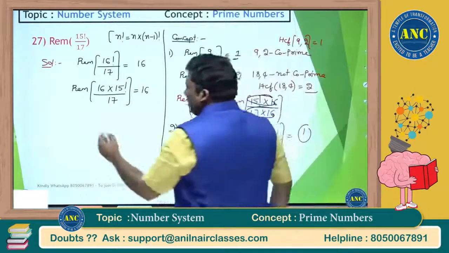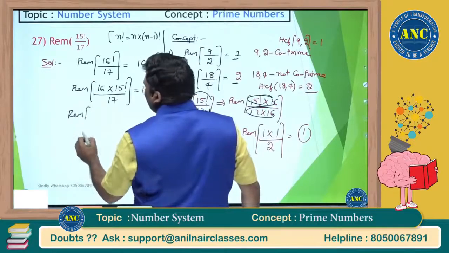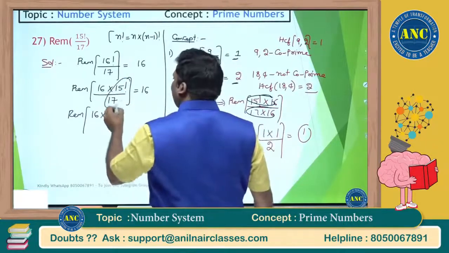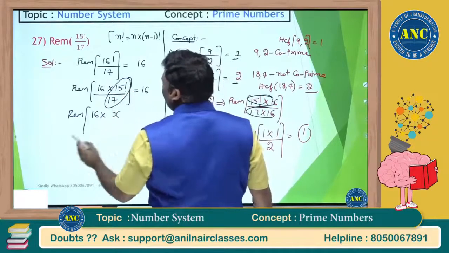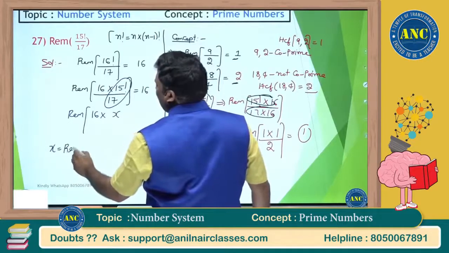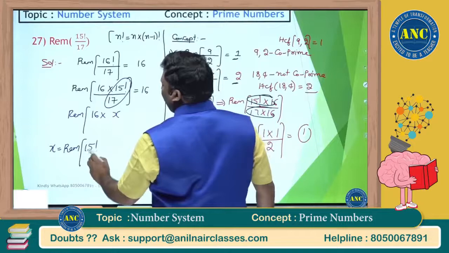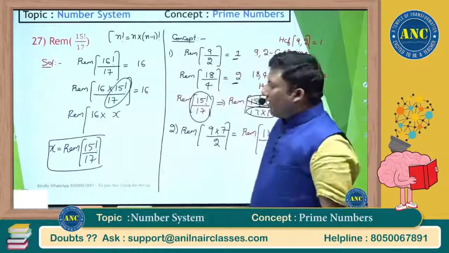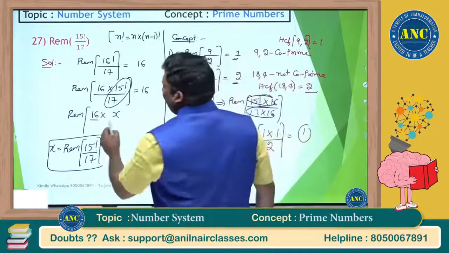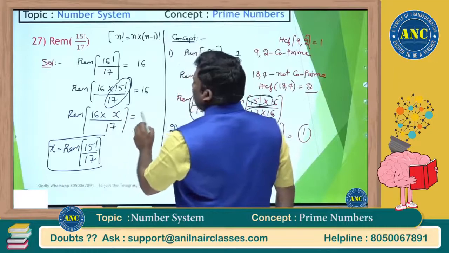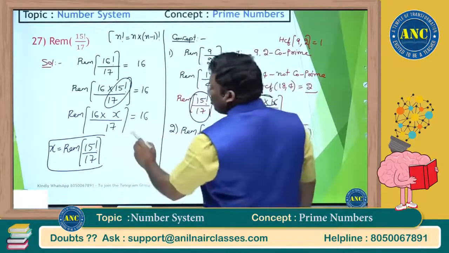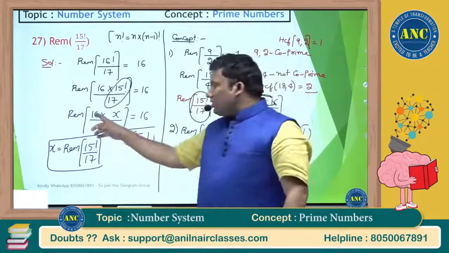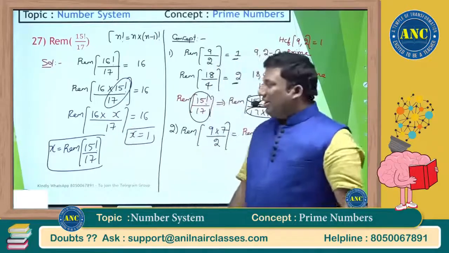I hope it is clear. 16 divided by 17, 16 is less than 17. So 16 into 15 factorial by 17, this remainder I need to find out. X is nothing but the remainder when you divide 15 factorial by 17. When I further divide, if the numerator is less than the denominator, the answer will not change. Just by looking at the question, I can tell that the answer is 1. 16 ones are 16. 16 by 17, it is 16.